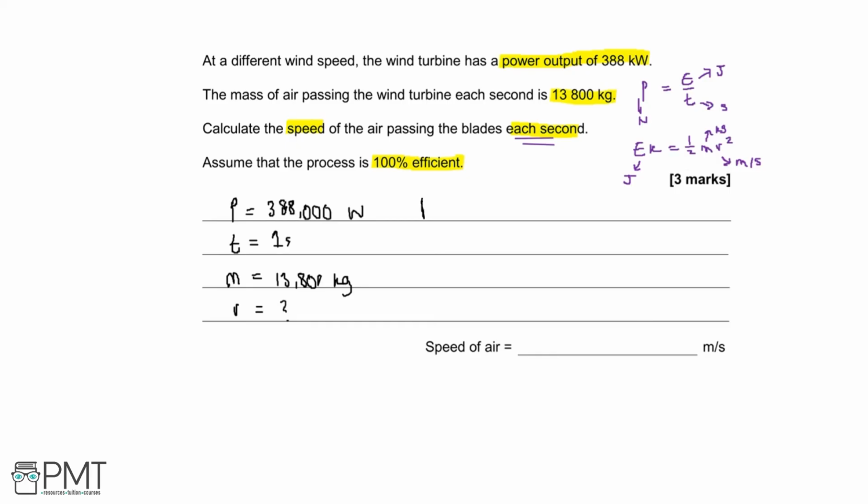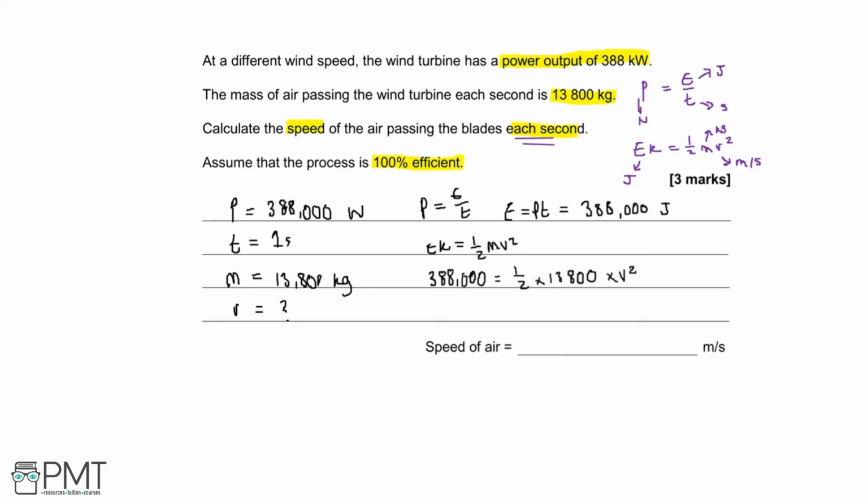Firstly, we're going to use the equation P equals E over T. We can rearrange this and we get E equals PT. And because T is 1 second, we therefore know that our energy is just 388,000, because 388,000 times 1 is just 388,000. We then use our kinetic energy formula, EK equals half mv squared, and we input the values that we already know. So we get 388,000 equals half the mass, which is 13,800, times the velocity squared.